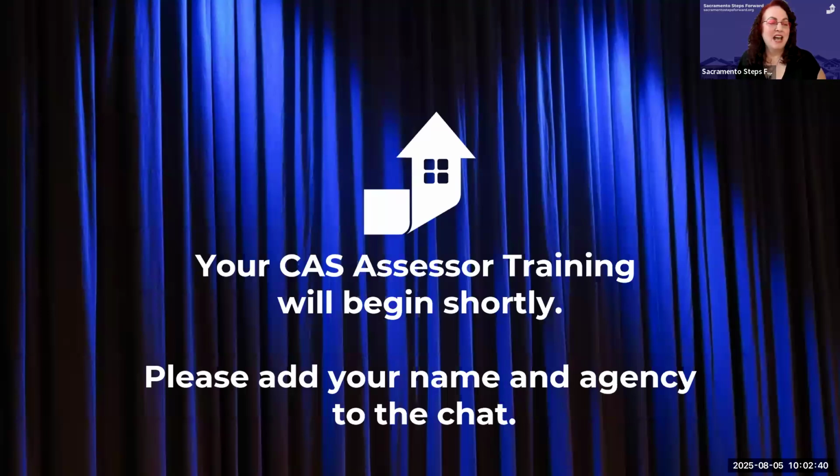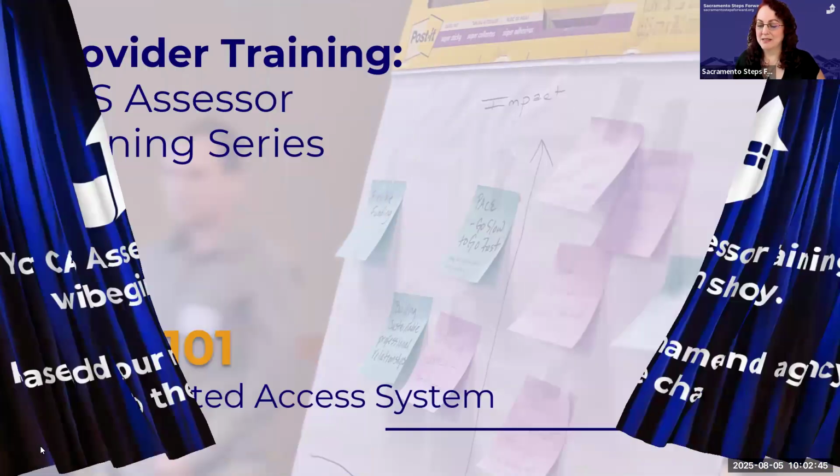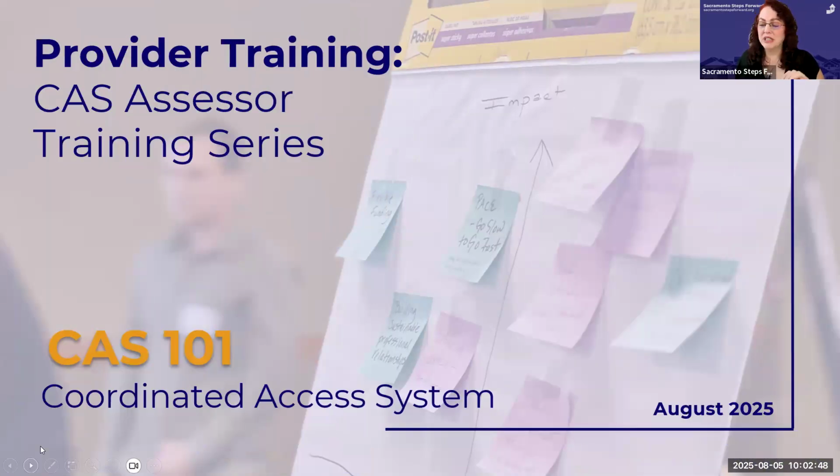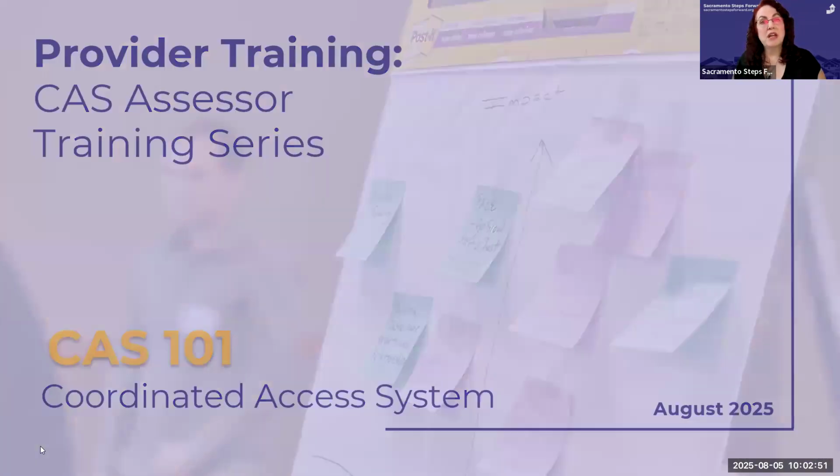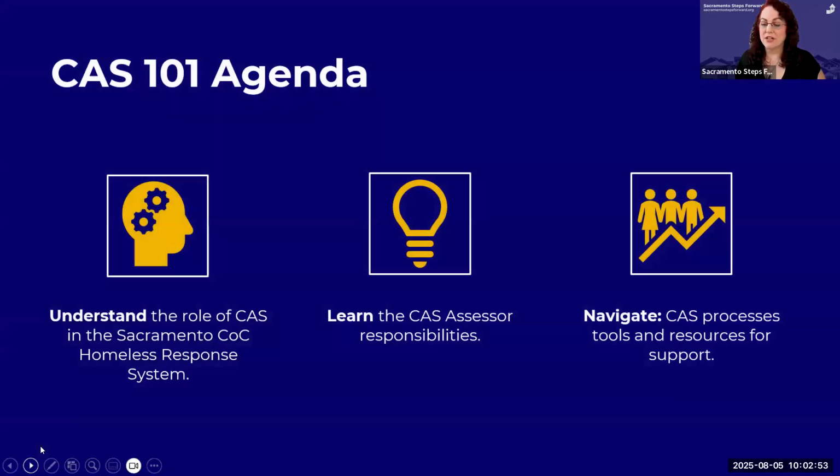And as I mentioned, today's training is 2-part, CAS 101 and best practices. Our 101 is really going to touch on your roles and responsibilities as a CAS assessor. We'll get into a little bit of process and tools and resources. Then we'll have a short break and we'll get into our best practices with the housing conversation tool, assessments for support, which one is which, and of course, best practices for data management. And with that, I will turn it over to Teresa Bible.